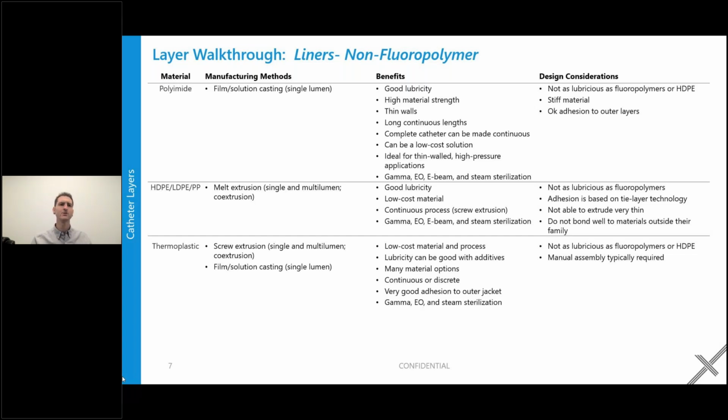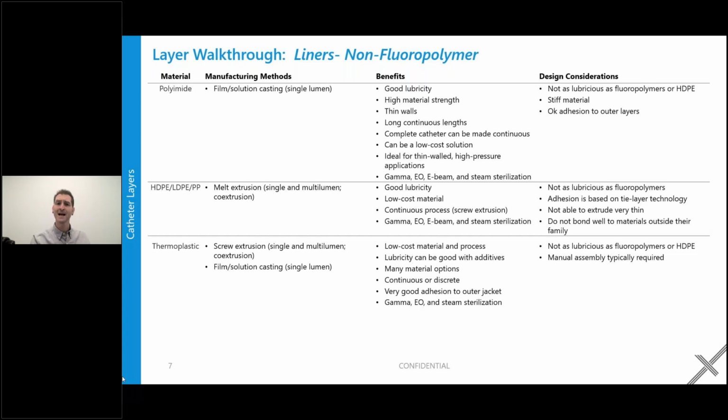And you can actually dope it with some PTFE that doesn't have a problem with going through gamma because it's just split anyway, so it's already broken down. Polyimide is a thermoset. It is broken into solution. It is not a thermoplastic. You cannot melt it.